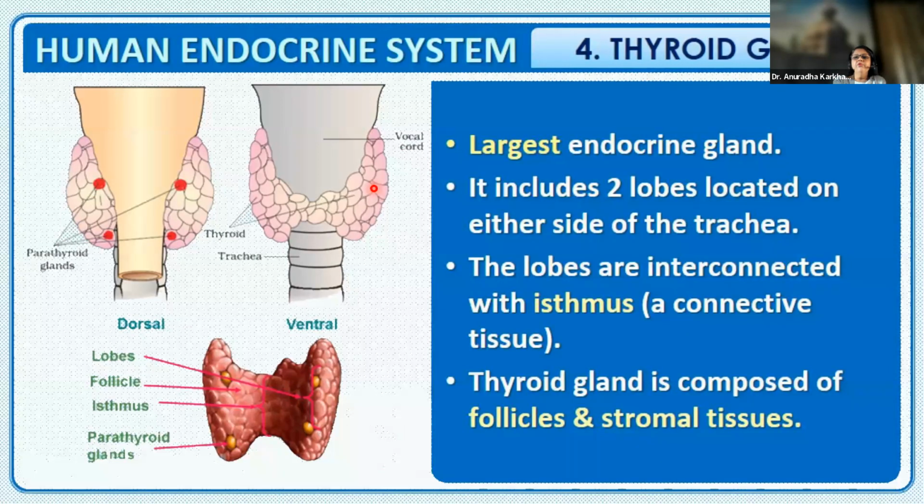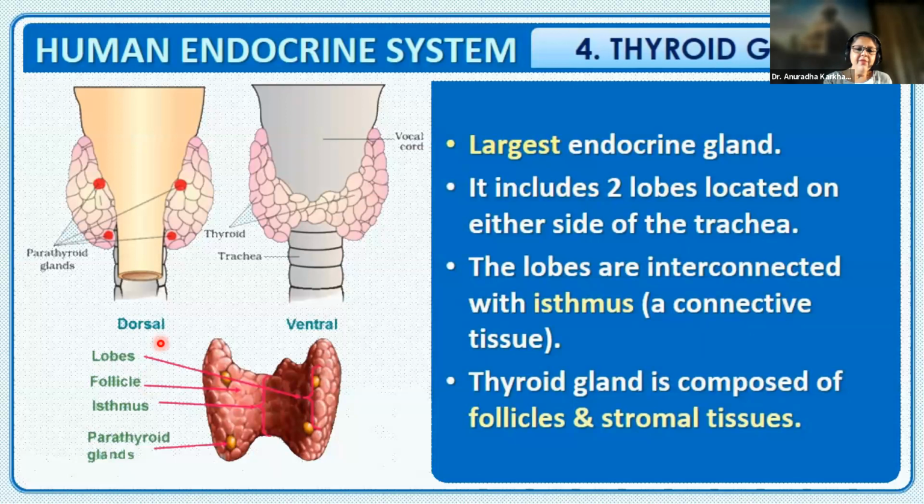Thyroid gland is composed of follicles and stromal tissues. So if you remember the testes and the ovaries that we had studied in the chapter on human reproduction, even there we have seen these words, follicle and stromal tissue. Here also in the thyroid gland, there will be follicles and stromal tissue.